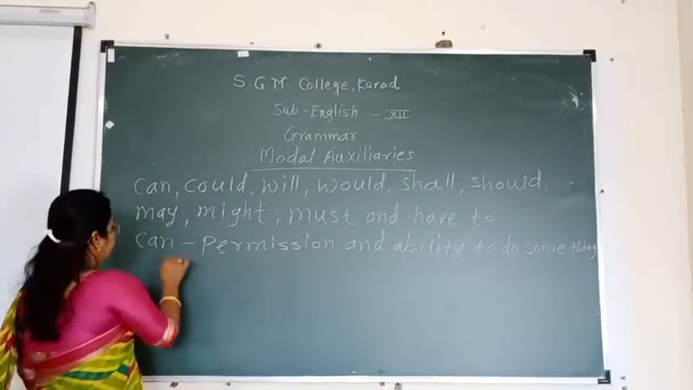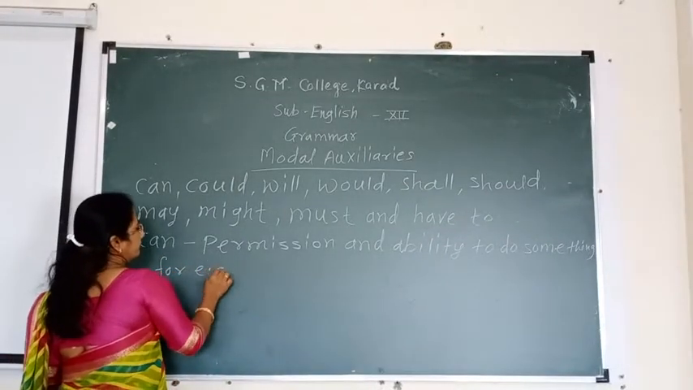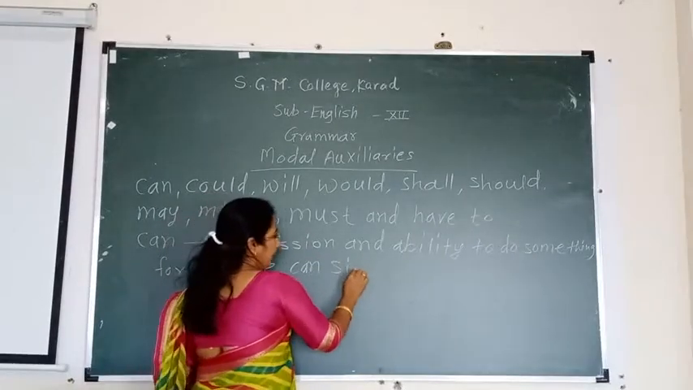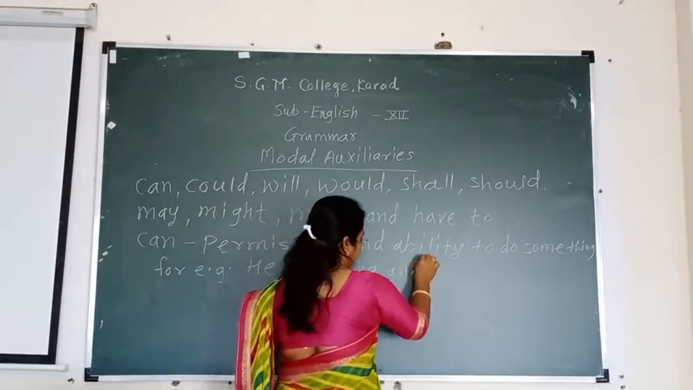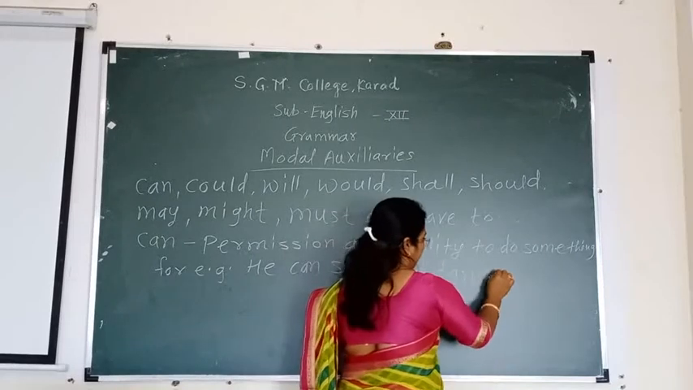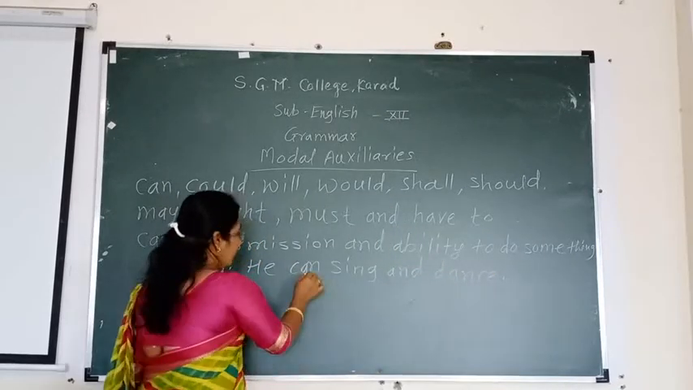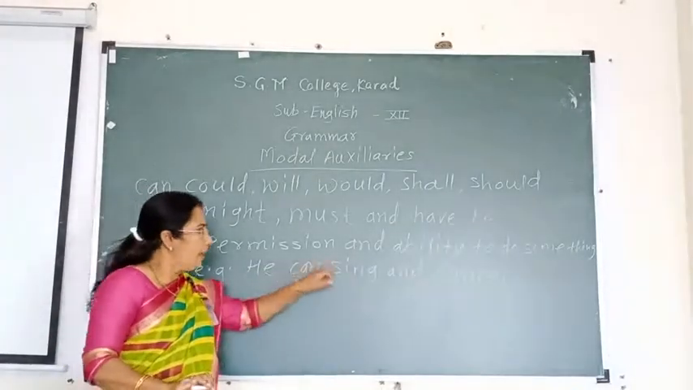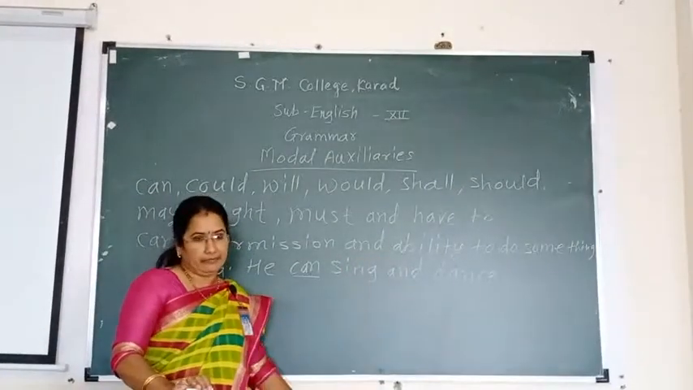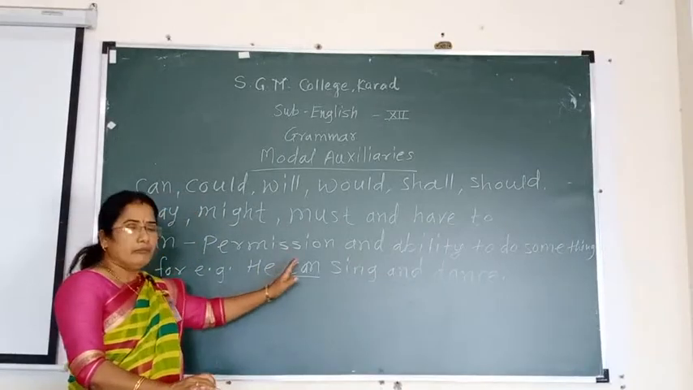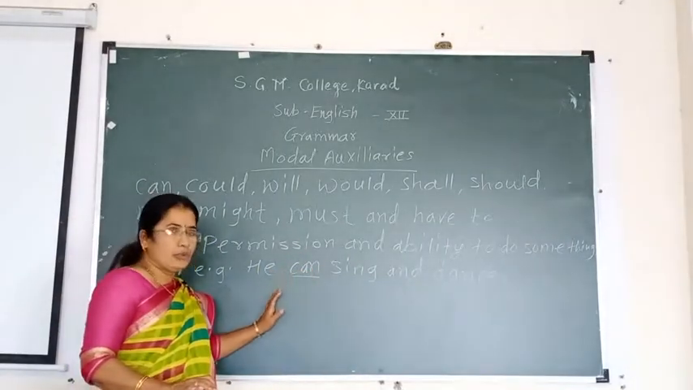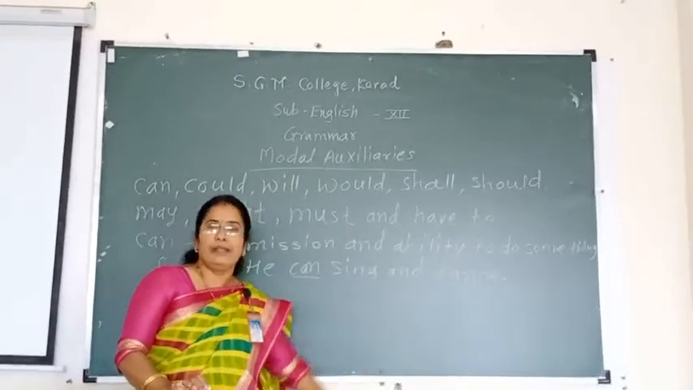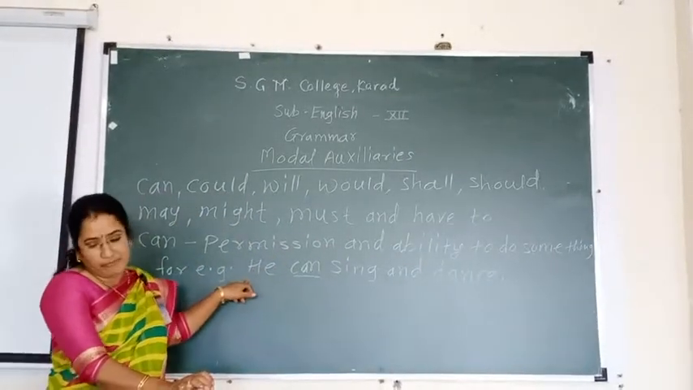For example, he can sing and dance. Here, the modal auxiliary can shows his ability of singing and dancing.